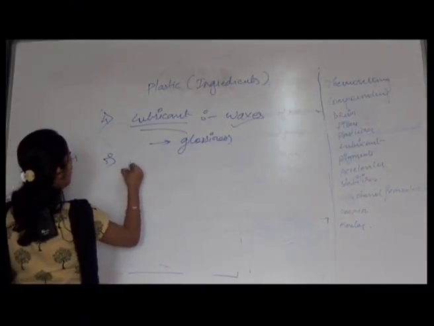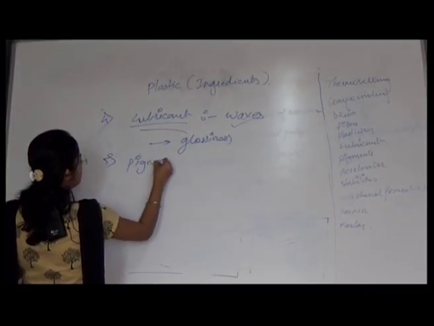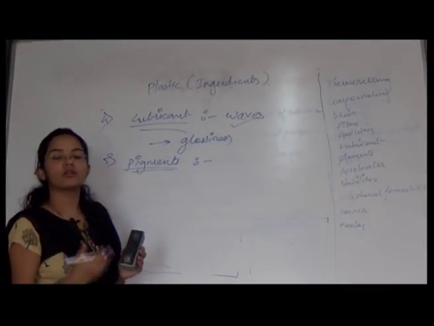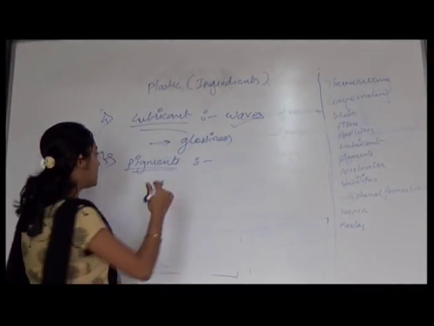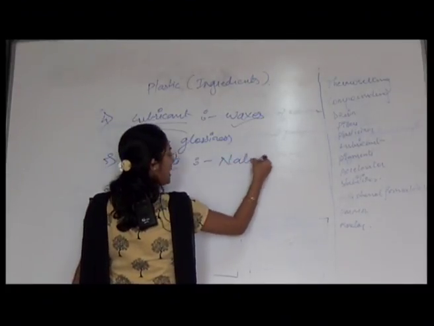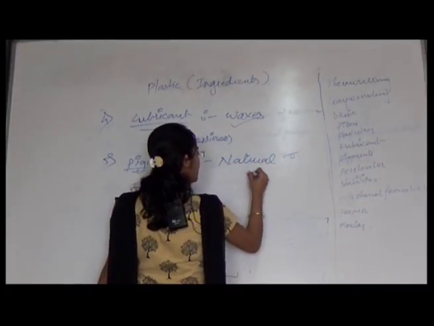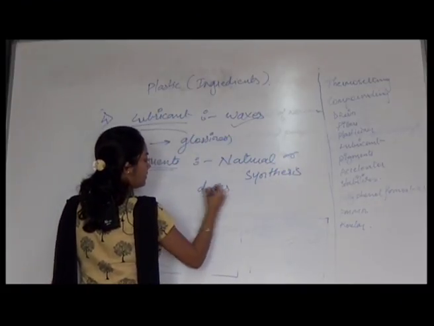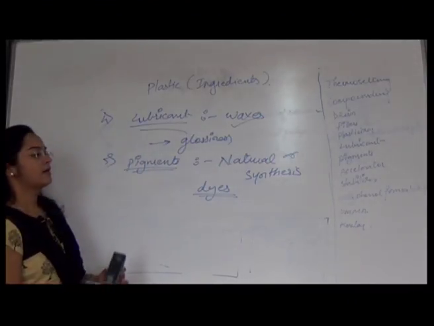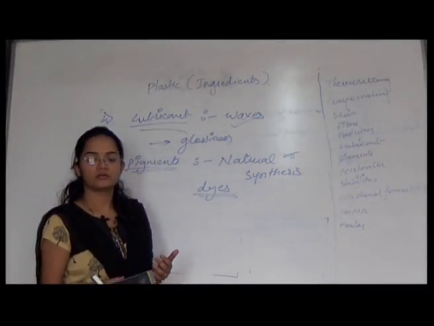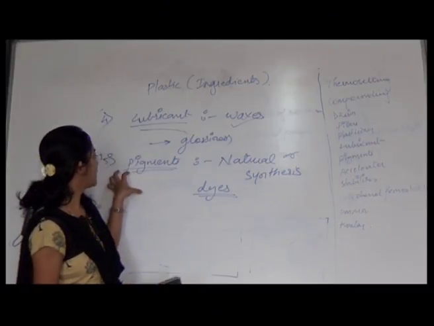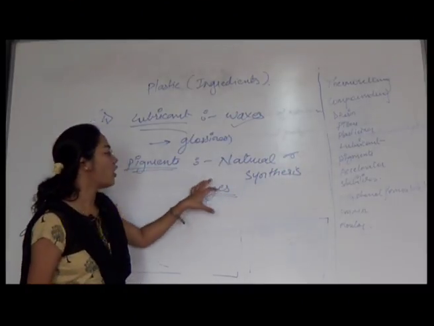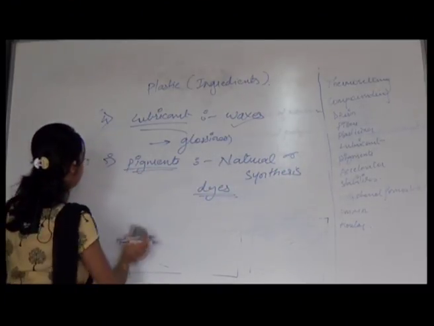Then the next part is a pigment. It is quite obvious that pigments are used for coloring purposes. So it is a coloring agent. It can be natural or synthetic dyes. So the pigments impart color to the plastic material. So this is again very important. Different colors are given to different products by using natural or synthetic dyes.